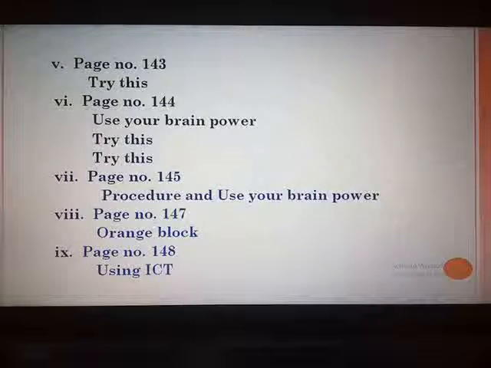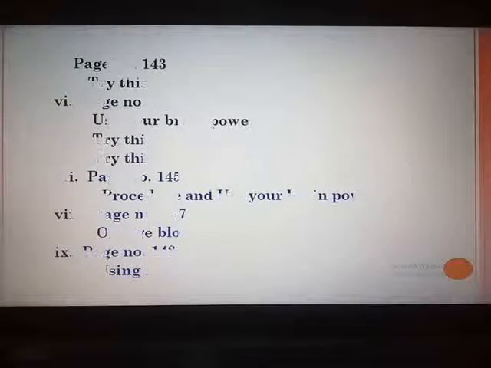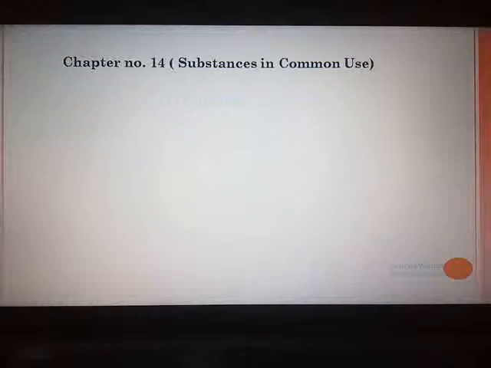So we have completed up to chapter number 13. Now let us begin with chapter number 14, which is your last chapter for section A. Chapter number 14, substances in common use. Very interesting chapter. When we start, you will enjoy it. On page number 140, there are a lot of reductions, so be careful.